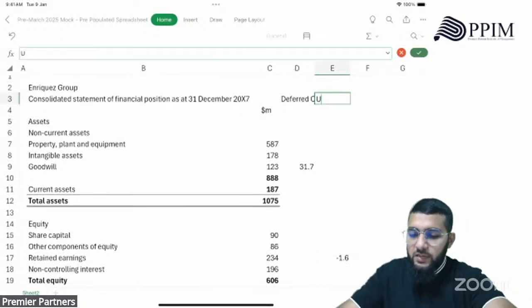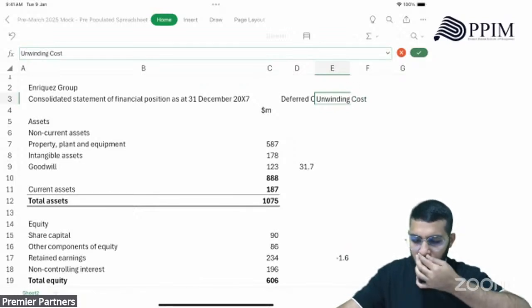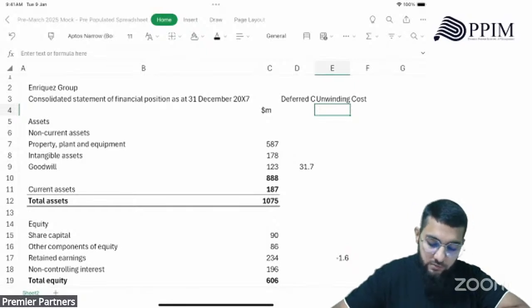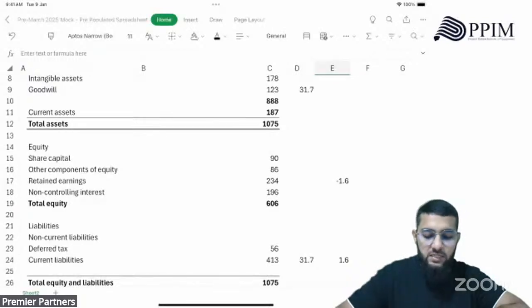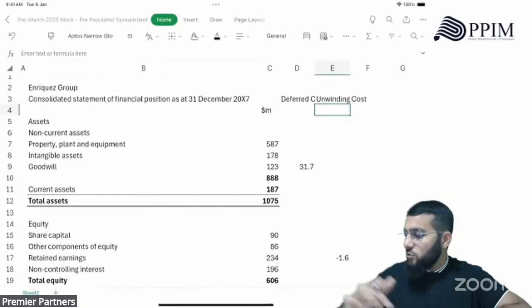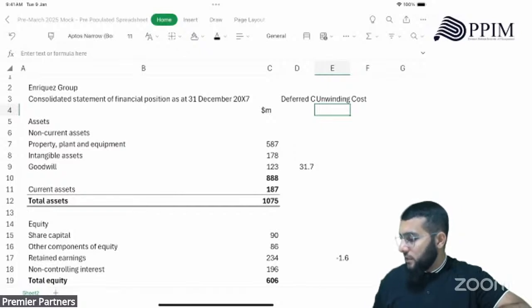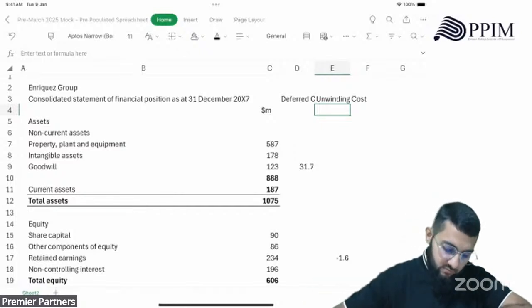That's unwinding cost. Okay, that's unwinding cost. What happens? Debit is expense, finance cost, and credit is current liability. So that is going to be the correction of issue 1.